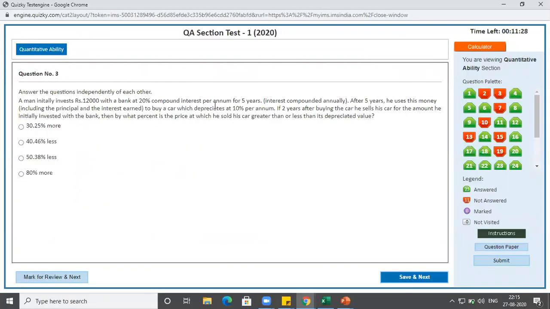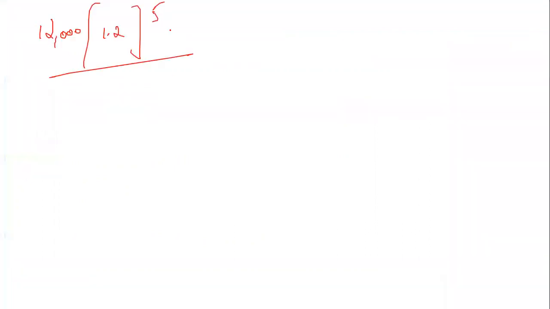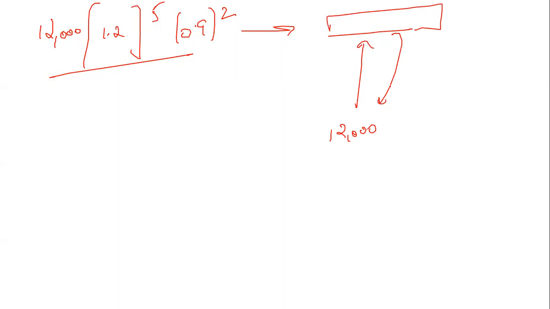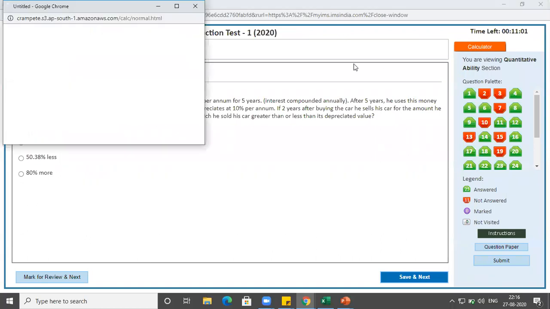So 12,000 की investment करी मैंने, कितने में 20% compound interest, plus 1.2 for how many years? 5 years. Okay, इस पैसे को उठाया मैंने and I've used this money to buy a car. Now this money is getting depreciated by 10%, so 0.9 of this, and after 2 years I sold it. So whatever this money is, I sold it at 12,000 rupees. I have to find out ये कितने कम percentage value में बेची है. Okay, so this is the calculation I have to do. 1.2 raised to 5, 0.9 squared. Okay, so this is 0.81. 1.2 raised to 5, calculator use करना पड़ेगा.